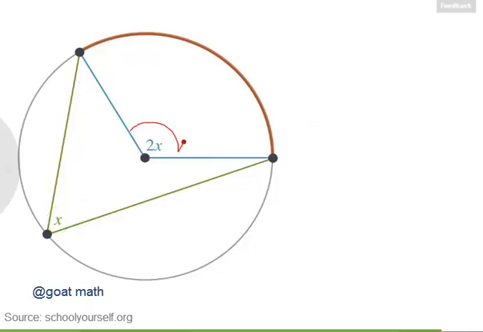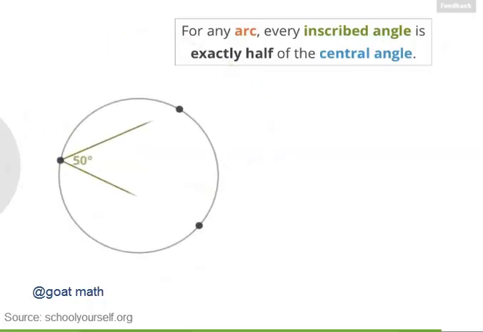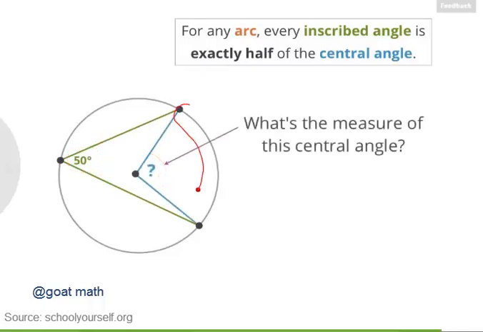Starting with a central angle that measures 2x, we've proven that the inscribed angle down here has exactly half the measure. It's x. Again, here's what we've proven. So try using this fact to solve one last example. In this circle, suppose this inscribed angle measures 50 degrees. Then what's the measure of the central angle with the same arc?